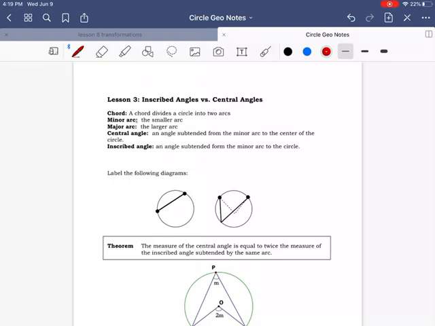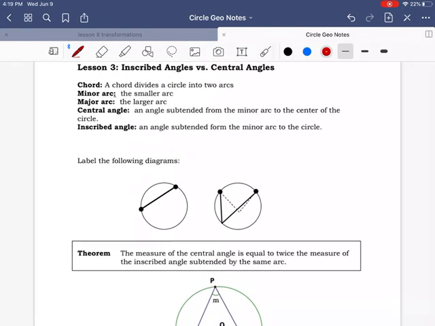Here we go, lesson 3, inscribed angles versus central angles. So a chord, we talked about, divides a circle into two arcs. Here we've got ourselves a nice chord. Now, any portion of the circumference around a circle is called an arc. If I call this part a minor arc, the arc that's formed going the other way would be the major arc.